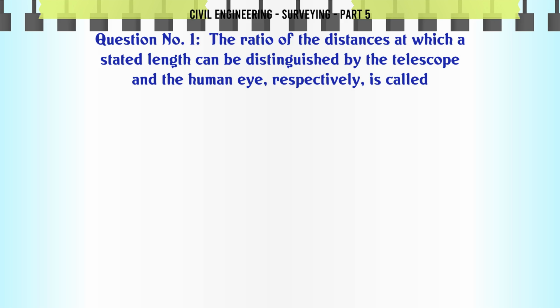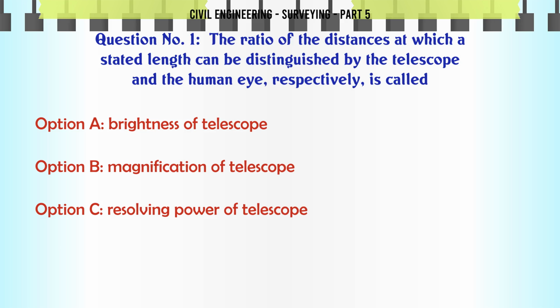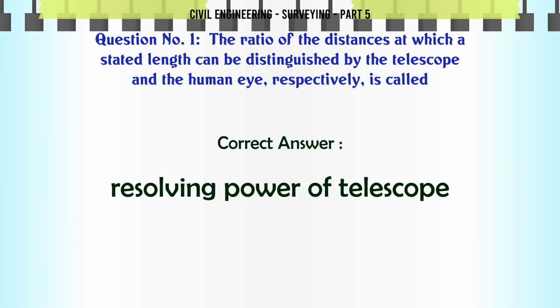The ratio of the distances at which a stated length can be distinguished by the telescope and the human eye respectively is called: A. Brightness of telescope, B. Magnification of telescope, C. Resolving power of telescope, D. None of these. The correct answer is resolving power of telescope.